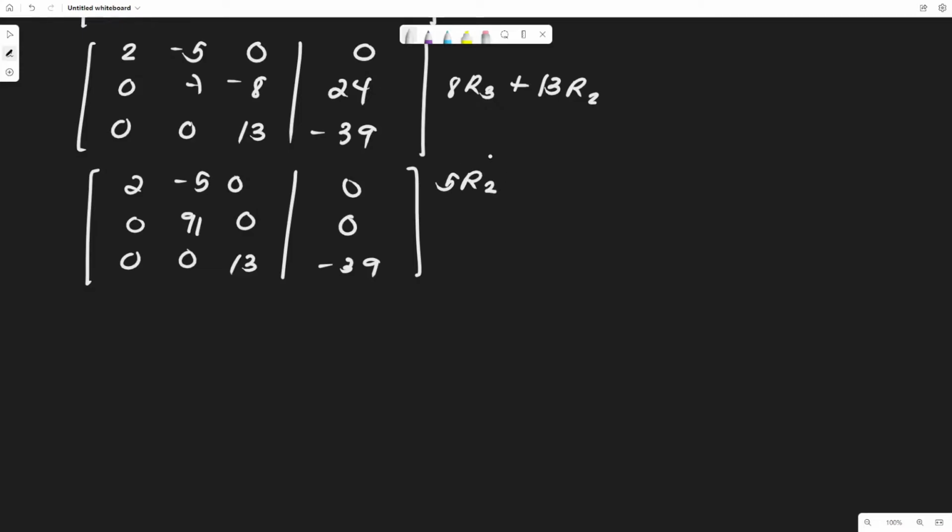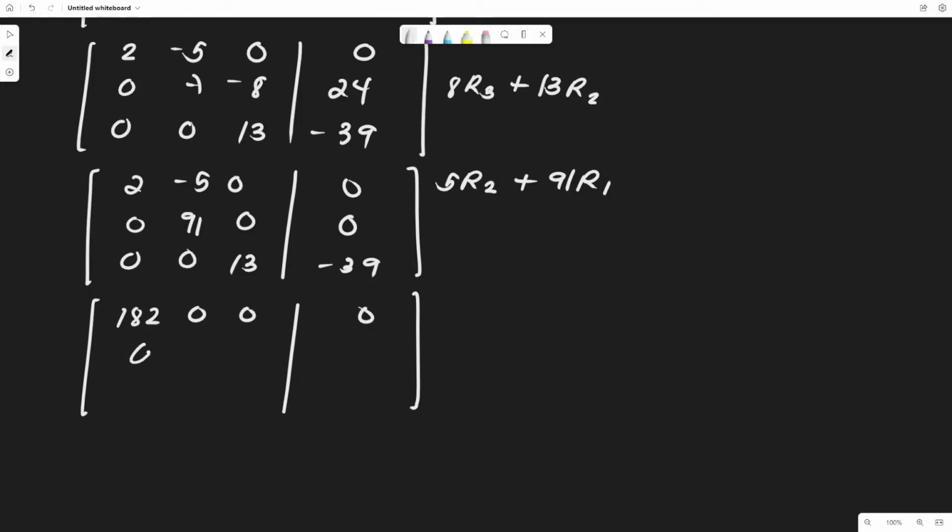5R2 plus 91R1. So, walang lowest term si 91 and 5, or wala silang greatest common factor, GCF. So, I have here 182, 0, 0, 0, 0, 91, 0, 0, 0, 0, 13, negative 13, 9. Tapos, divide ko lang ng mga numerical coefficients natin para maging identity matrix to. Diba?